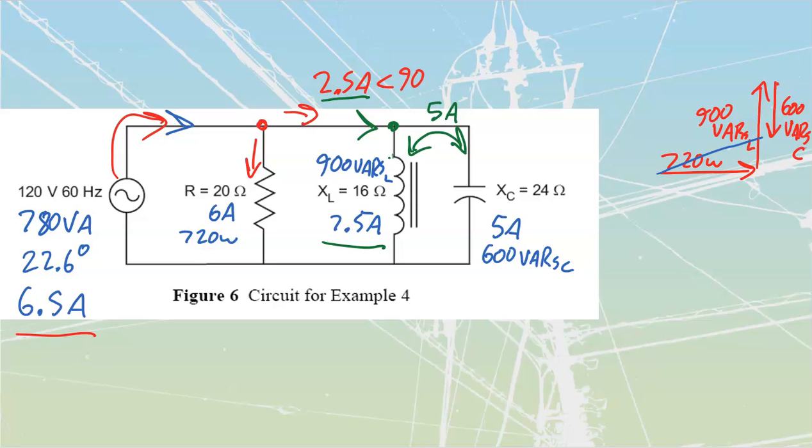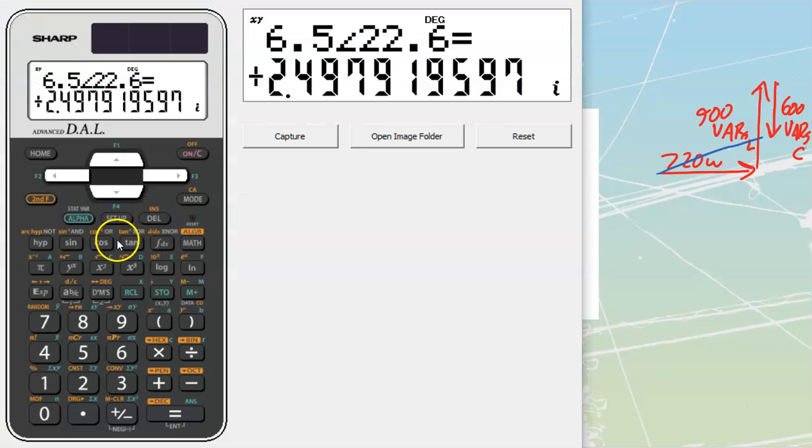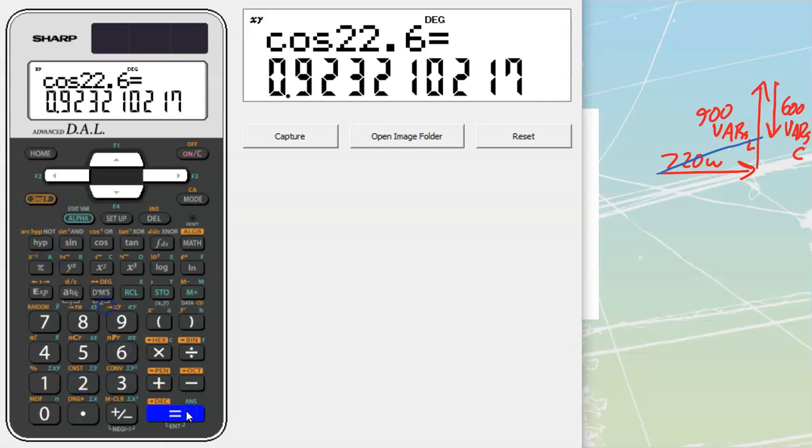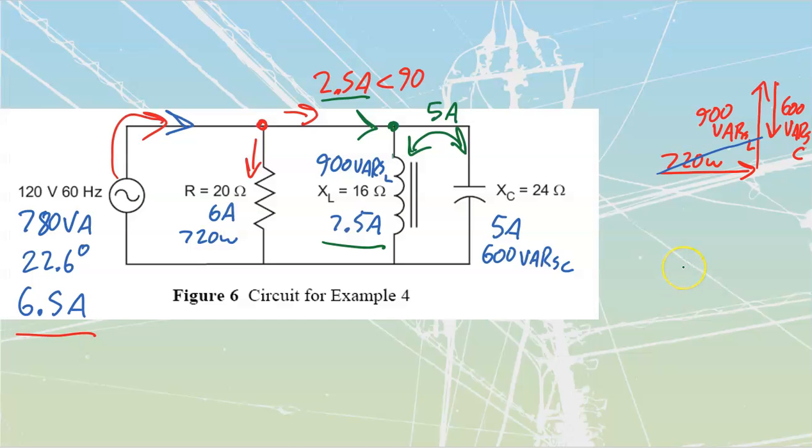A couple of other things that we still got to go and get to. We got to get to our net vars, and we got to get to our power factor. Power factor is going to be the cosine of our angle, so we're going to take a cosine of 22.6, which gets us to a 92.3% power factor. What type of power factor is it? Well, if I take a look, I've got net vars lagging inside of there, so it's going to be an inductive or a lagging power factor.